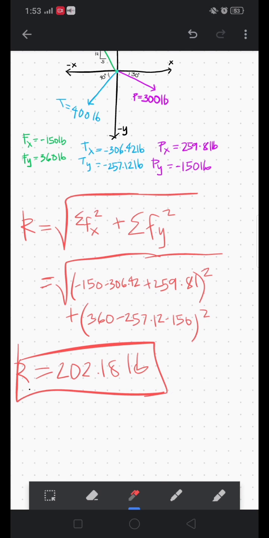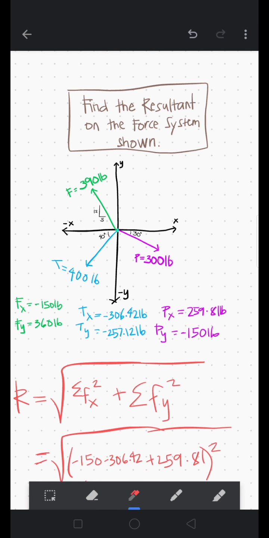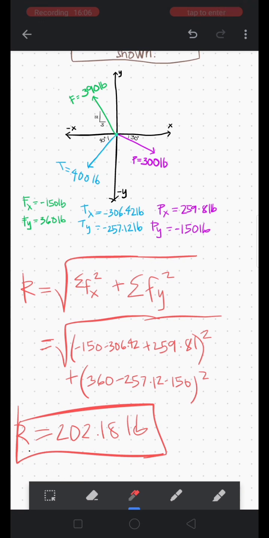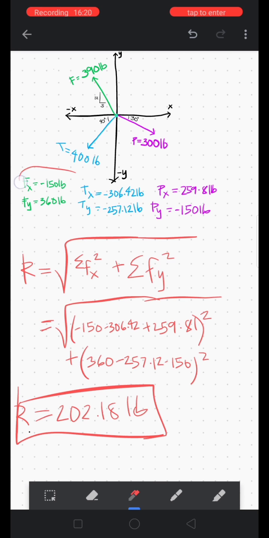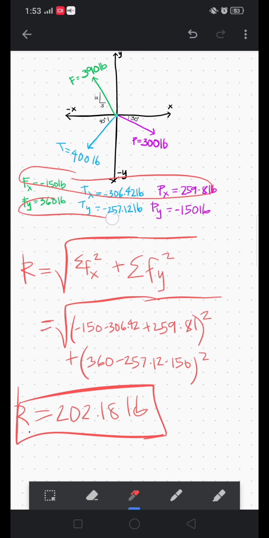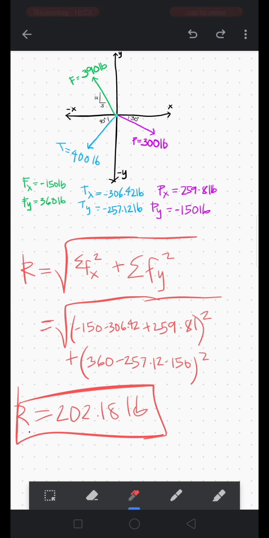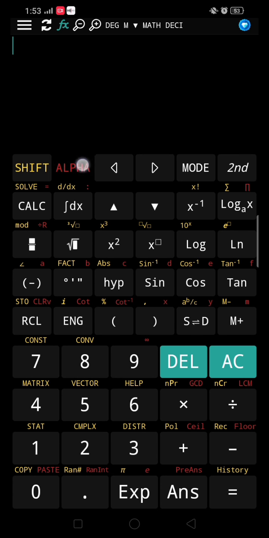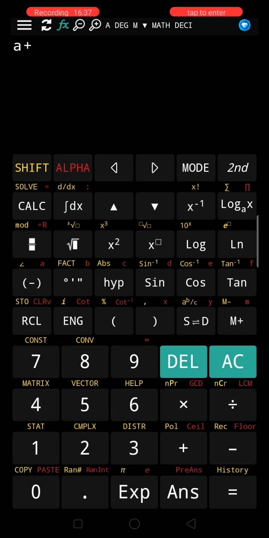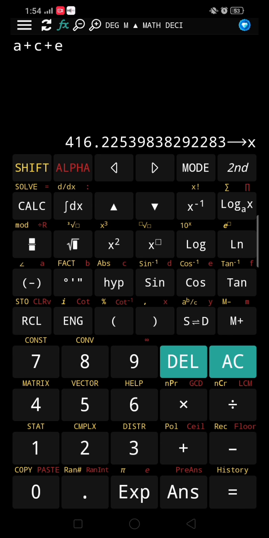So this is now the answer for this question, finding the resultant of the force system, in which we get the magnitude. But if we are also to find the direction of this force, all we have to do is get the sum of x and the sum of y. So if we do that, I already stored the answer plus C plus E. I will get 416.23, and I will store it again to X.